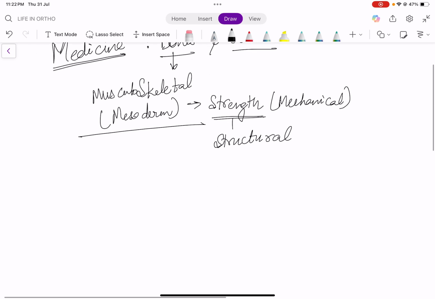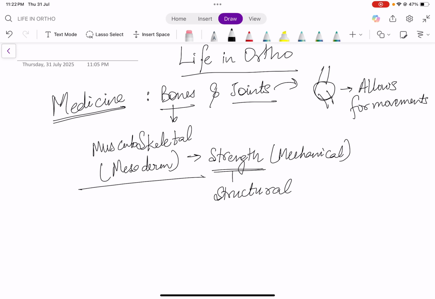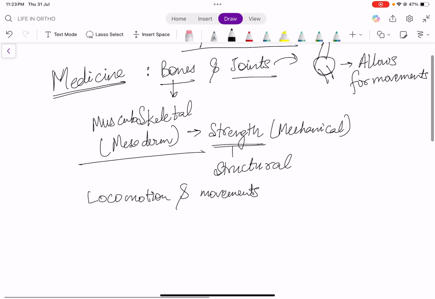Okay, and now what is a joint? Not the one that you are thinking of. Our basic joint is a junction of two bones basically. And why is it a joint? Because it allows for movements. And this is the best part, that combining this, you can do locomotion along with your hand movements. Your daily movements are guided by orthopedics basically. So say thank you.